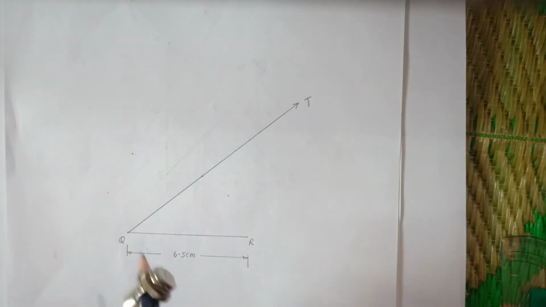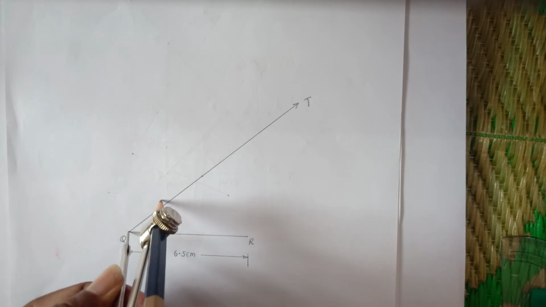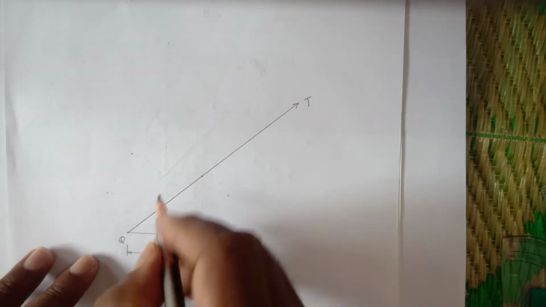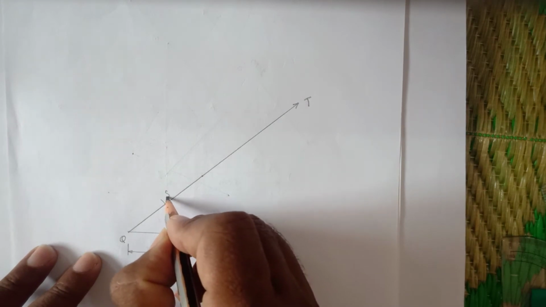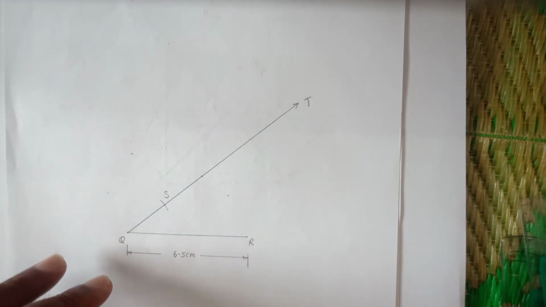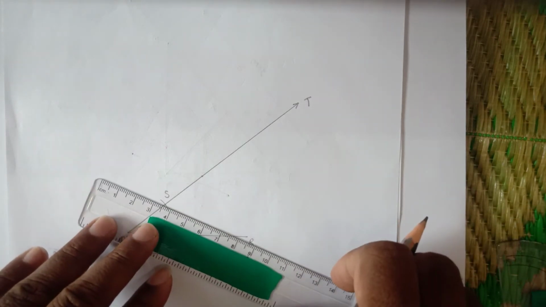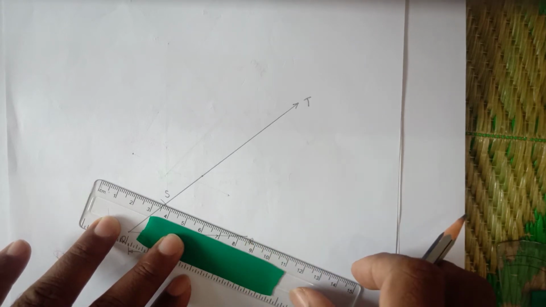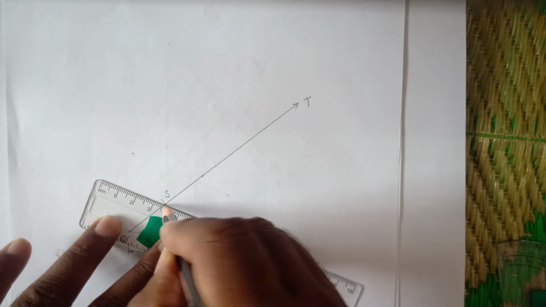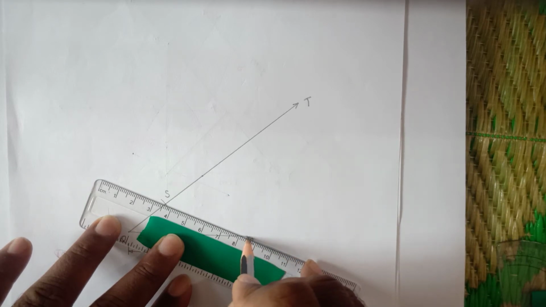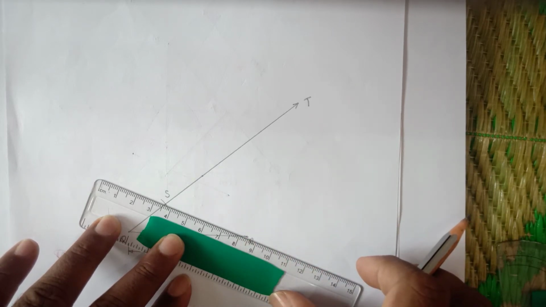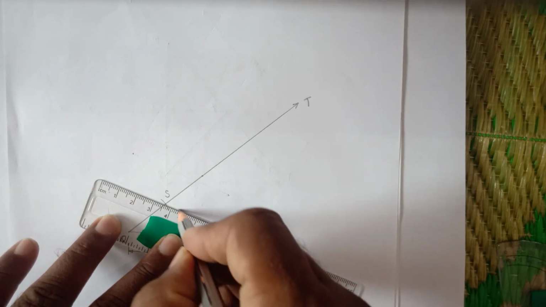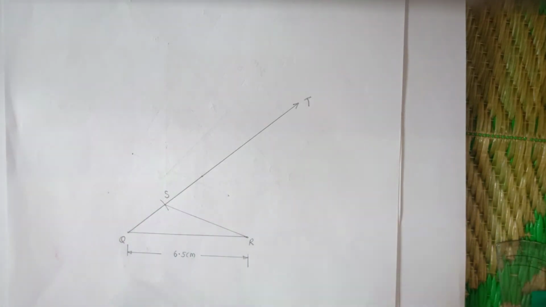Put the compass on point Q and draw an arc on this line. Let that point be point S. Now join the points S and R. Join these 2 points, S and R.